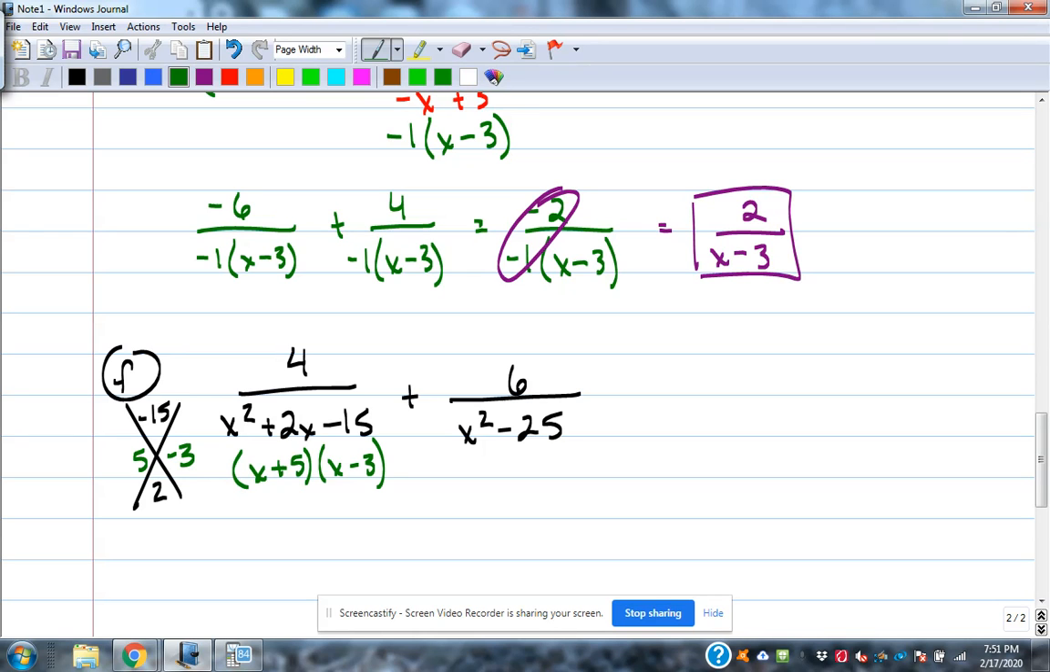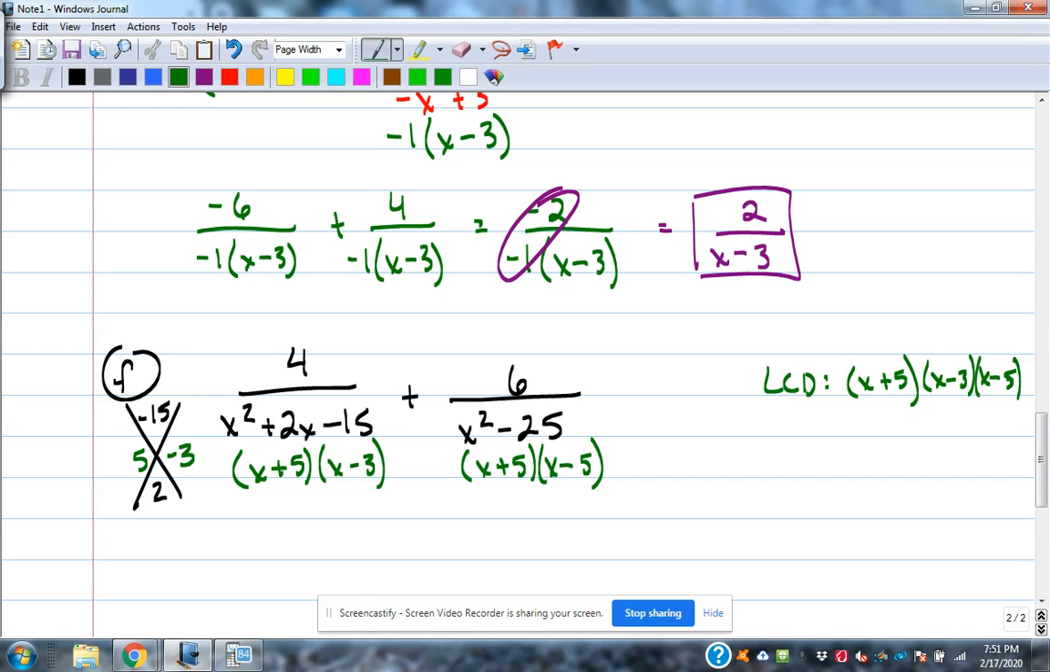And then what does x squared minus 25 factor as? Yeah, it's a difference of squares. Now, least common denominator, once I get them factored, I look at the factors and say, okay, what do they have in common? X plus 5 is the shared piece. So that's automatically in the least common denominator. Then I pick up the factors that they don't have in common. What are the factors they don't have in common? Yeah, x minus 3 and x minus 5. So this one's going to have 3 factors on the denominator.